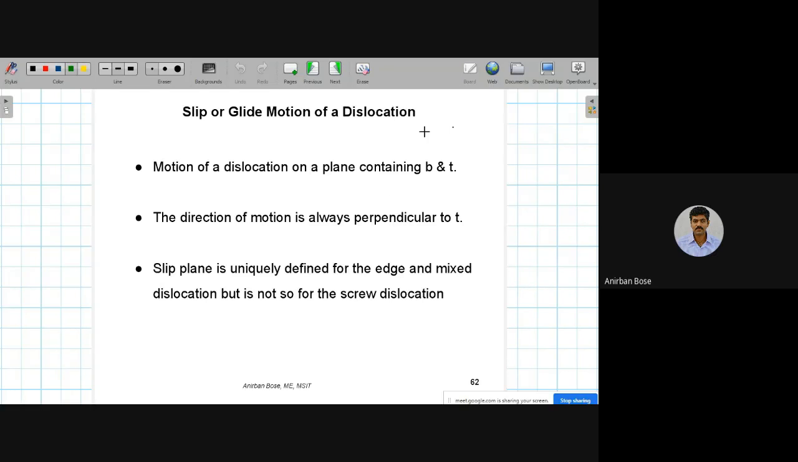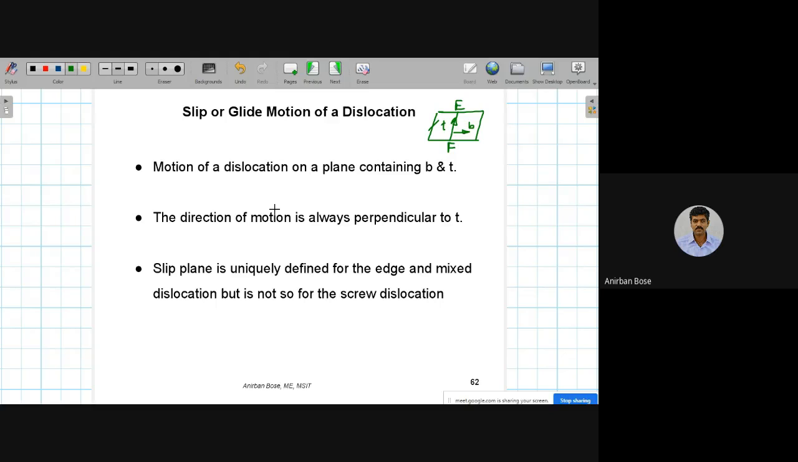If you remember the simple example of the slip plane, this was the F and E on the slip plane. So if we consider this is T, and if we consider this is B, then this plane is the slip plane. This is the slip plane, the plane containing B and T. So the motion of dislocation takes place in the slip plane. That is the first point. So what is the slip plane? It is the plane containing B and T.